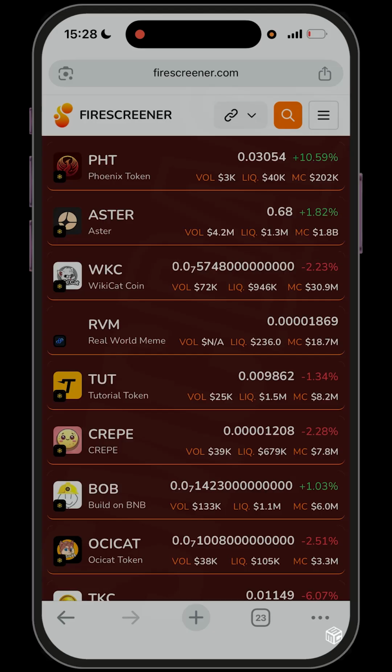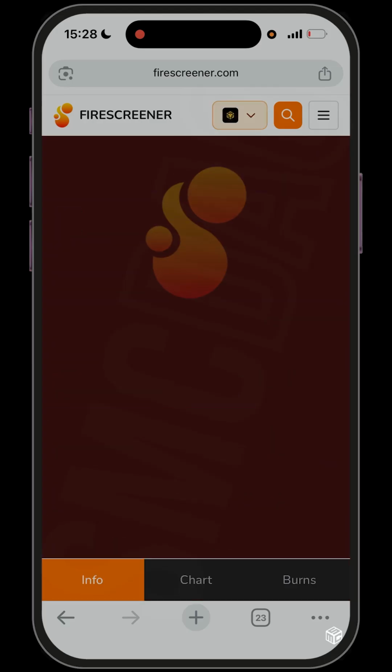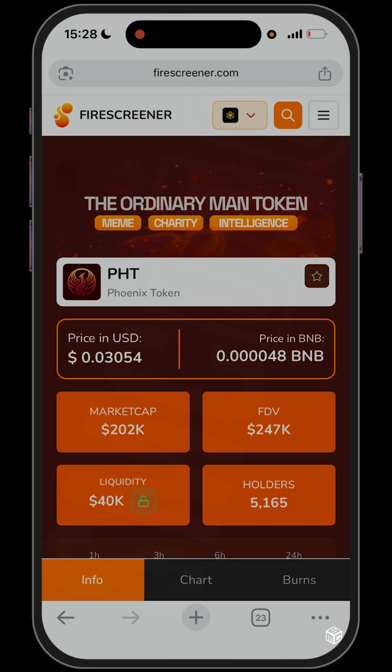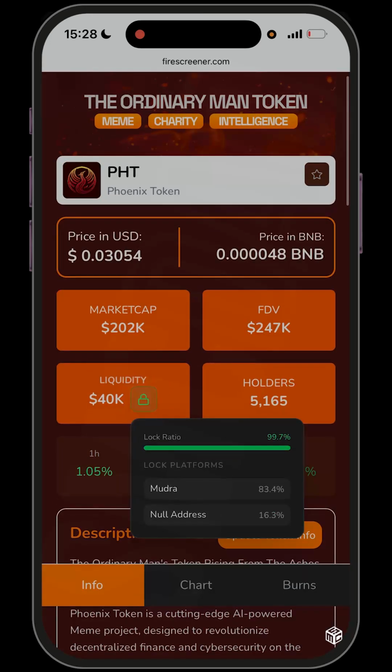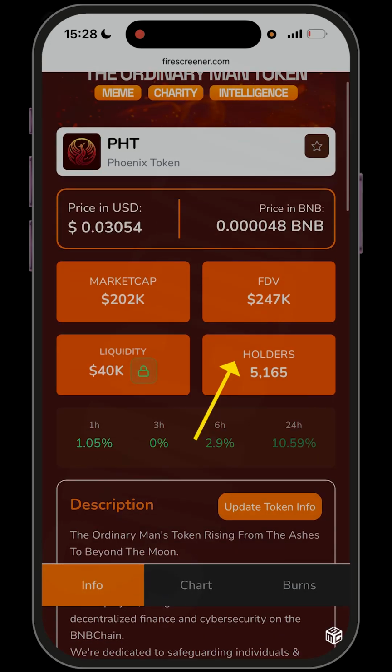Now you could see Phoenix Token. Let's use Phoenix Token as a case study, because special acknowledgement to them for building such an amazing product. Click on Phoenix Token. Now this is the Phoenix Token market cap, the FDV, the liquidity, locked, and the holders, such a healthy holder base.